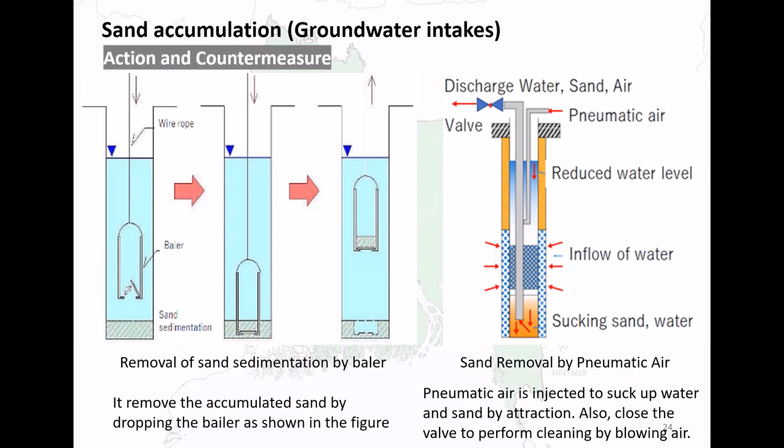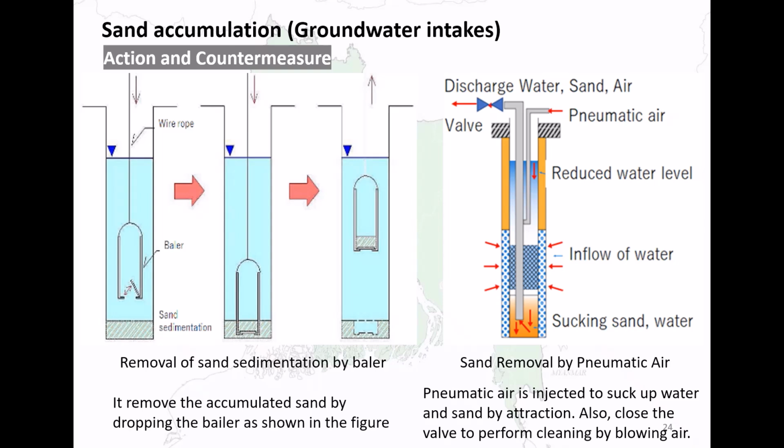Here, we introduce methods for removing sand accumulated at the bottom of a well. The most typical method, as shown in the figure on the right, is to insert a baler into the sand deposit and pull it up. However, this method may not be applicable to small diameter casings.